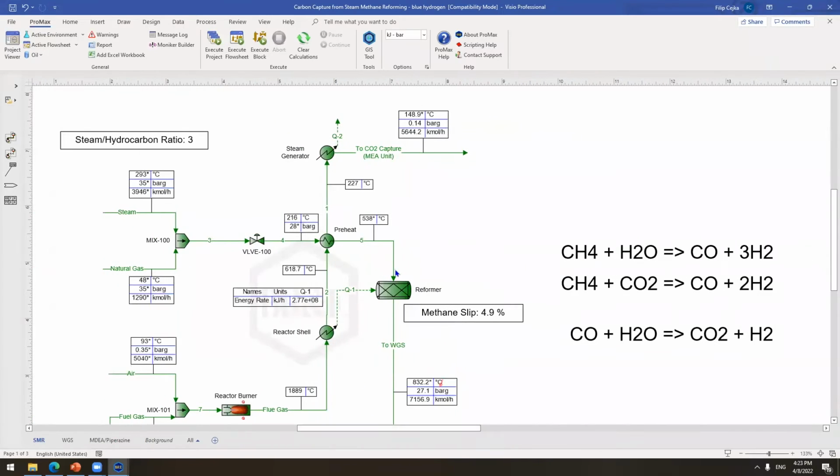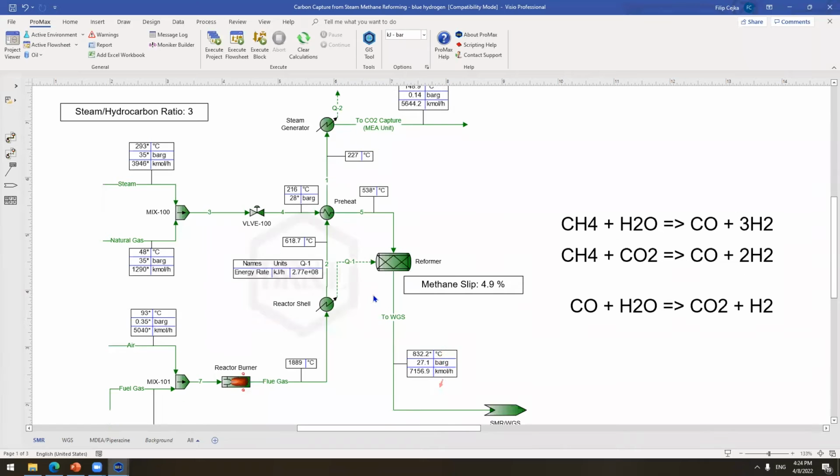And what's happening in our reformer is basically these first two reactions. We try to react the methane with water to create CO and some hydrogen, and also the methane with CO2 to create some CO and hydrogen. And then there is the reaction which we call the water gas shift reaction, where CO reacts with water to once again create hydrogen. So the goal of this process is to create hydrogen.